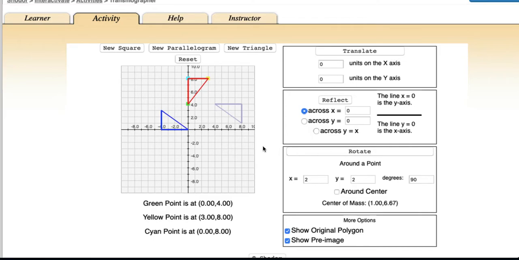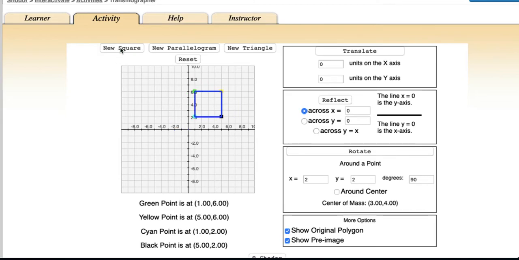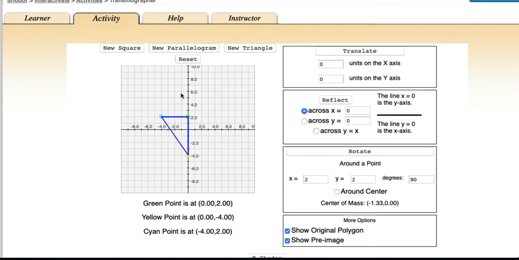Okay, so once again, I'm going to link this page to let you guys play around with it. I want you to try to predict where you think they're going to go. If you want to do a square, a parallelogram or a triangle, whichever is easier for you. If you keep clicking on them, it'll give you a new shape in a different location.